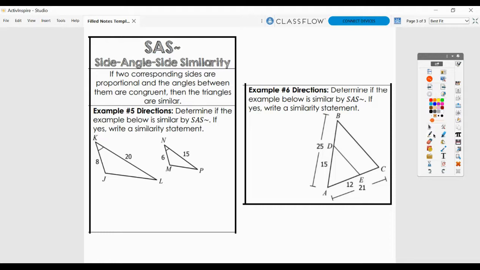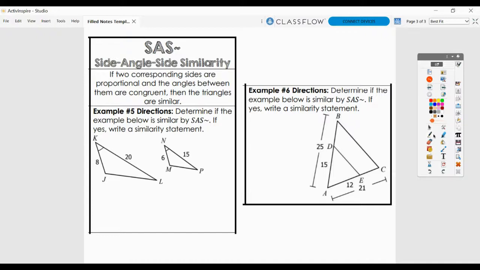For example number 5, the directions state that we want to determine if the example below is similar by side angle side similarity, and if yes, we want to write that similarity statement. So we go ahead and look at our smallest side first. I have a small side of 8. I'll choose a symbol of a heart to go around it. That matches up with my side of 6 over here.